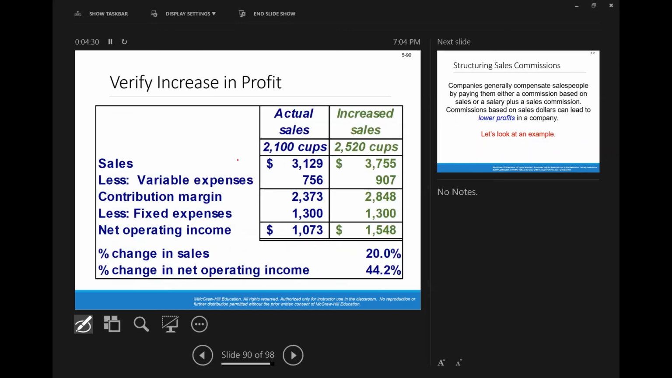All right, so here's the chart. They're showing you your actual here, what the increase in sales would be. So they're just taking that 3129 and increasing it by the 20%. And then you find out your quantity, do all your numbers, calculations, and you'll see that your net operating income increased that 44%.